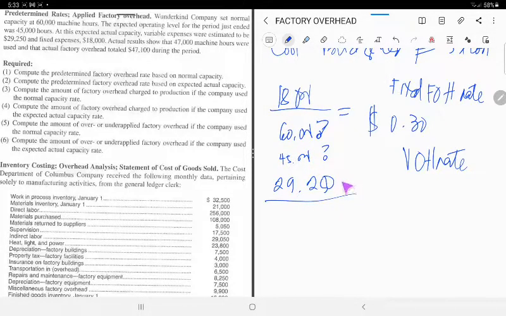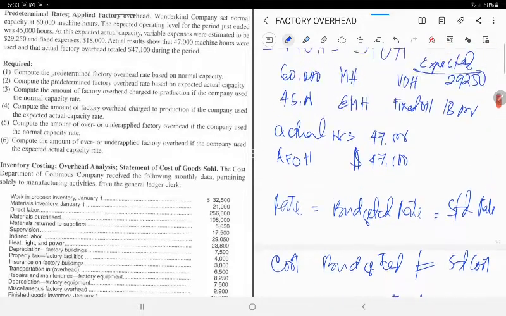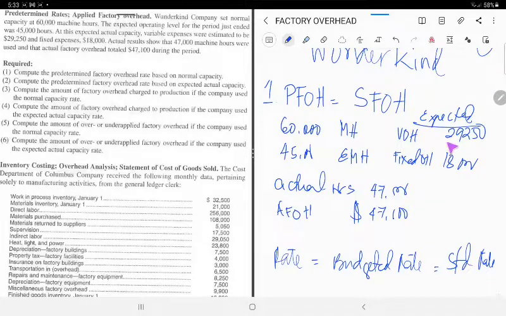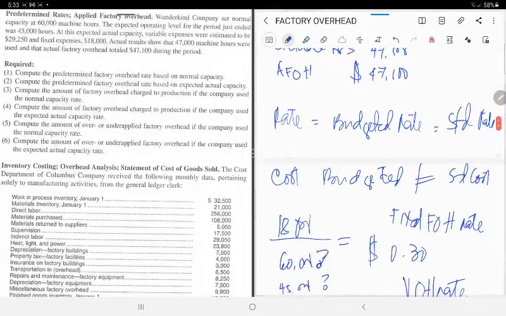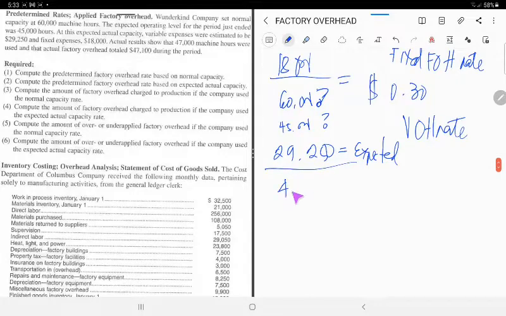And itong 29,250, this is what? Expected. Diba? Tingnan nyo. Ito ang data natin. Expected variable overhead rate. Yun ang sinabi. And the basis of the variable expenses is expected actual capacity. So, ang gagamitin nating denominator ay 45,000. And this is equal to ilan? 0.65. Okay? Kasi yung binigay na cost sa inyo, yun ang crucial. Kailangan tingnan nyo mabuti.